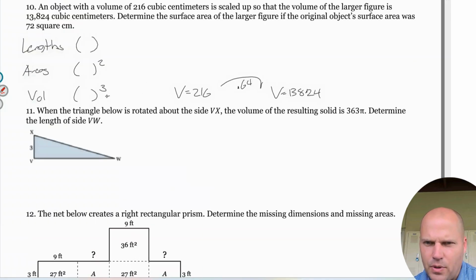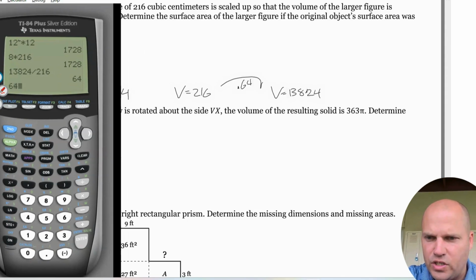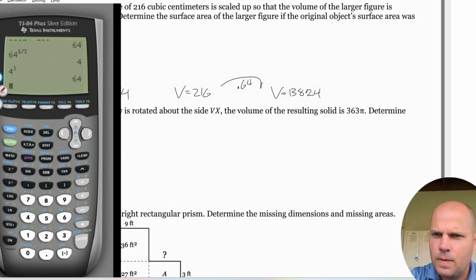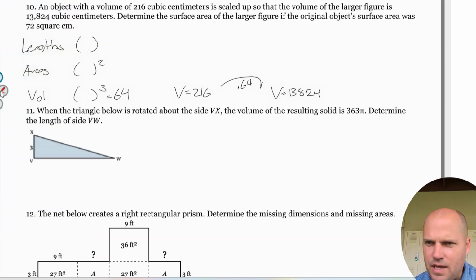Well, there's some number cubed that equals 64. You could figure out this number by taking the cube root of 64, or you could just start guessing and checking. Here's the cube root of 64, or you could figure that 4 cubed is 64. All right, so that means our special number is 4. That means your areas are going to be times 16, your volumes times 64, your lengths times 4.